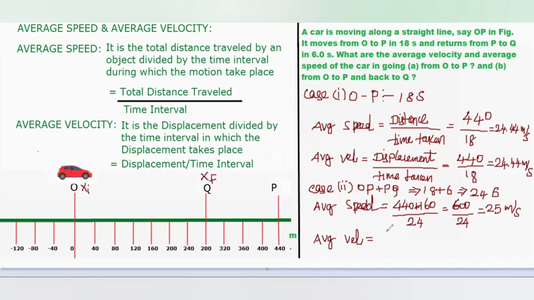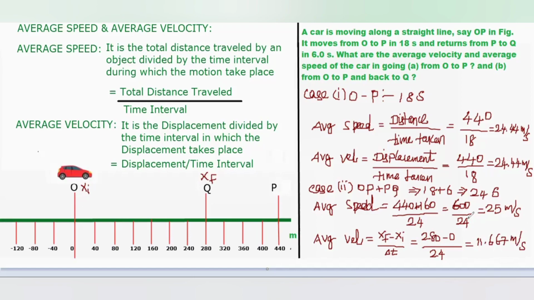So here, the average velocity is the final position minus initial position, the change in position, that is the displacement, divided by the time interval. The final position is 280 meters. The initial position is the origin, that means 0 meters. So 280 minus 0 divided by the time interval, that is 24. When you divide, we will get 11.667 meters per second.